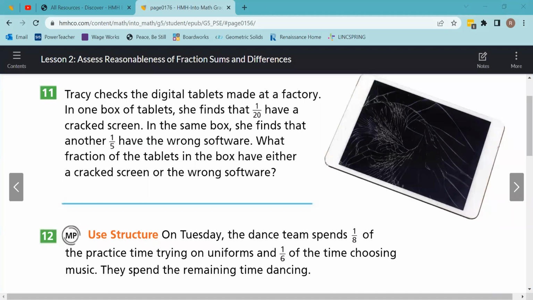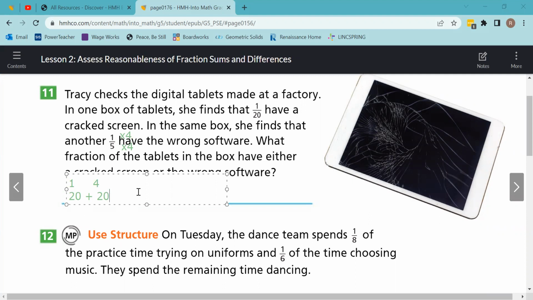We're going to put all of this together. I have a denominator up there of 20. This one is fifths. So if we take the numerator and denominator here times 4, we will end up with 20ths. So we have 1/20 plus 4/20.